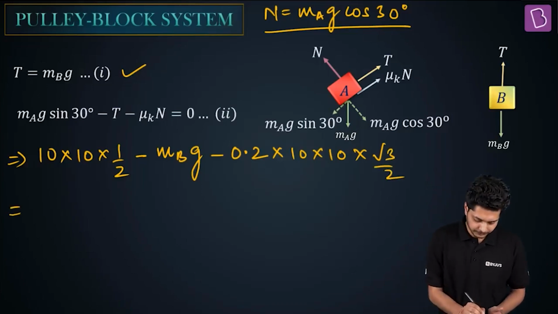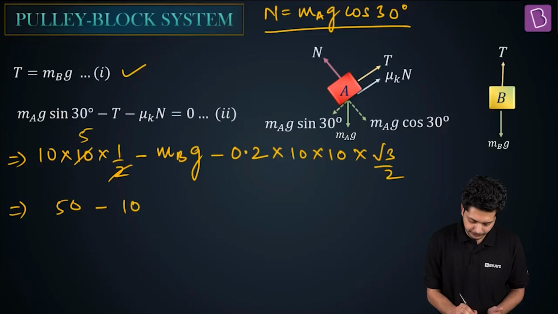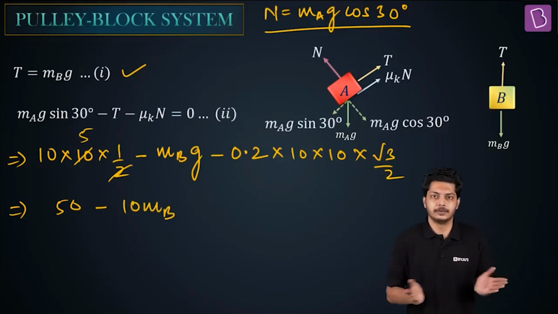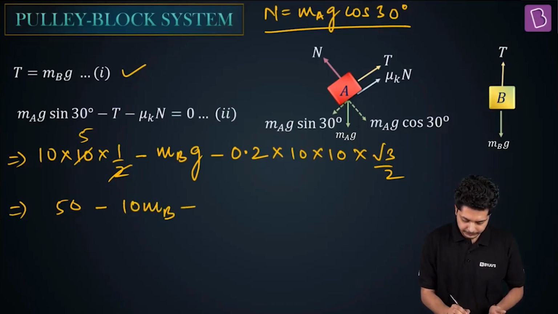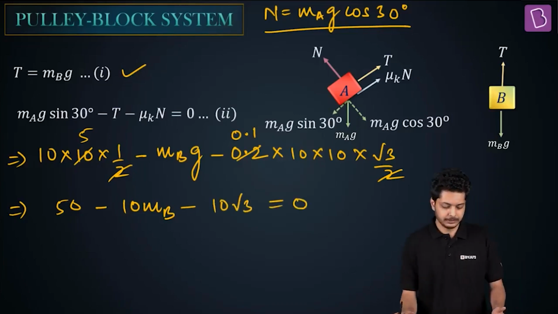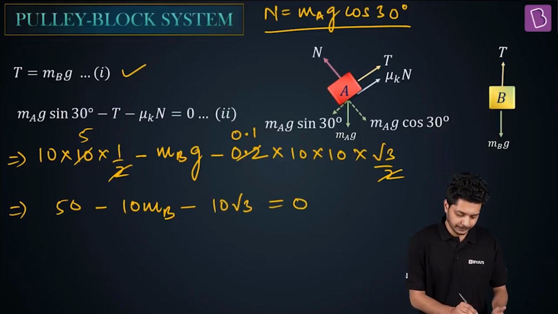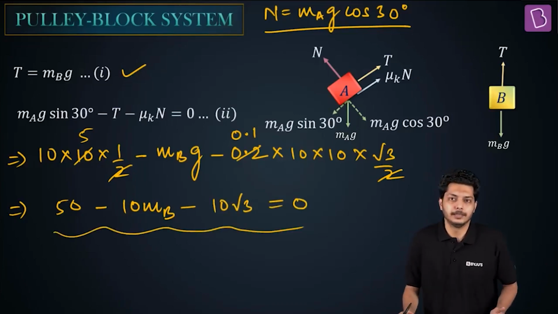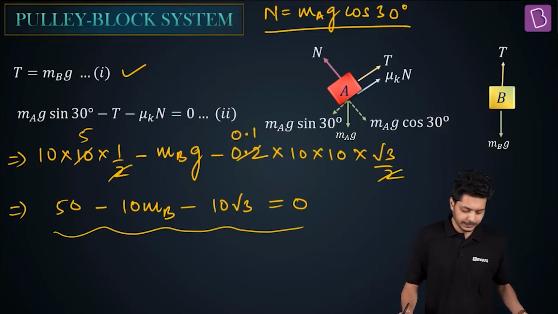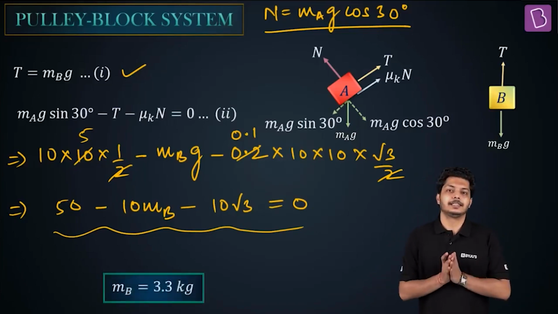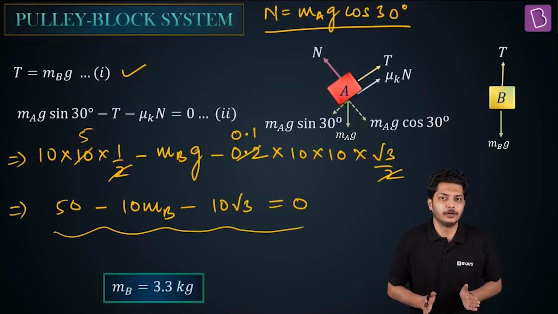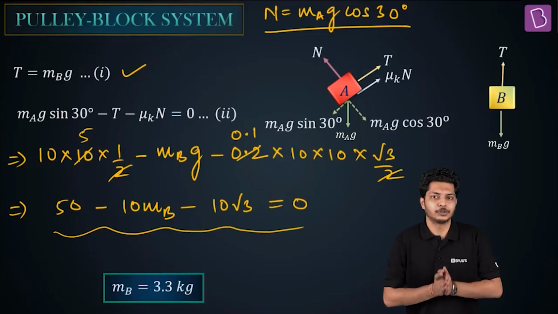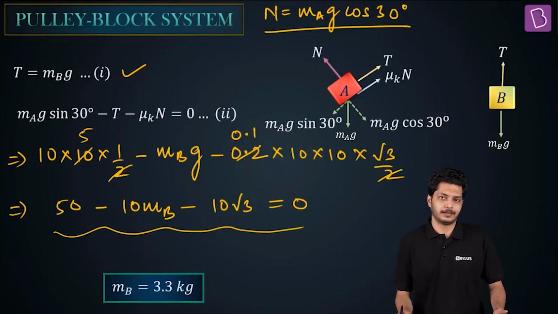Correct? Moving on. This will be 2 5s are 10. 50 minus 10 MB. Right? G is equal to 10 meters per second square, minus 2 times 0.1. So here we have 10 root 3 equals to 0. Now from here, if you calculate the mass of block B, you will get 3.3 kgs.